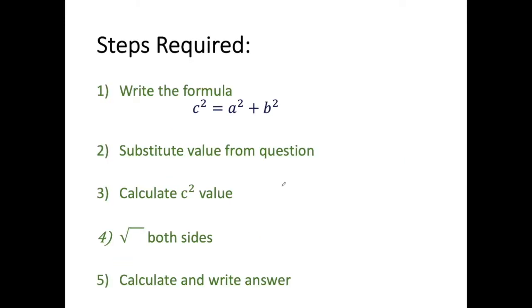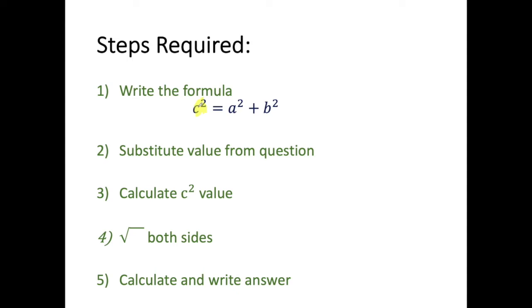So the first step is to write the formula. So c squared equals a squared plus b squared. The second step is to substitute in the values from the question. So substituting in your a and b values from the question. The third step is to calculate the c value. So c squared is going to equal a value. The fourth step is to square root both sides.